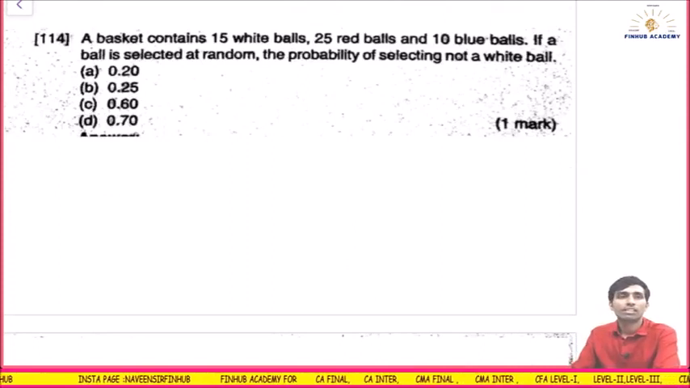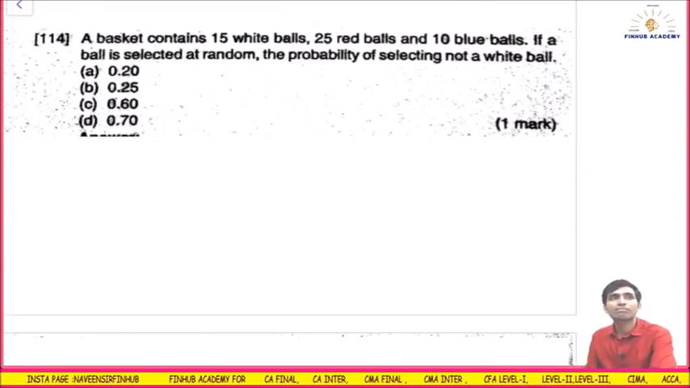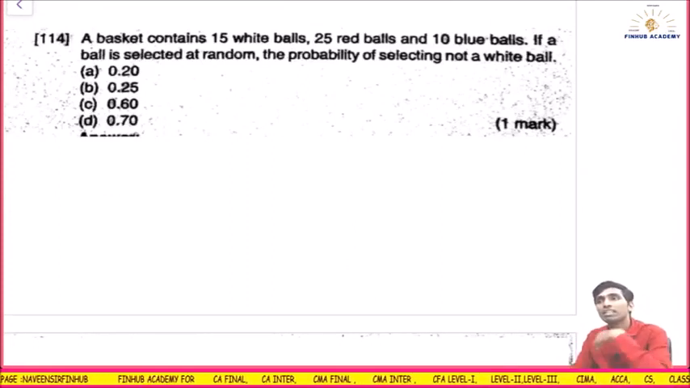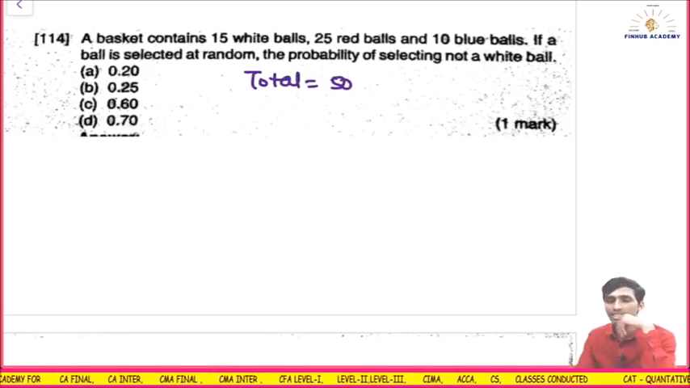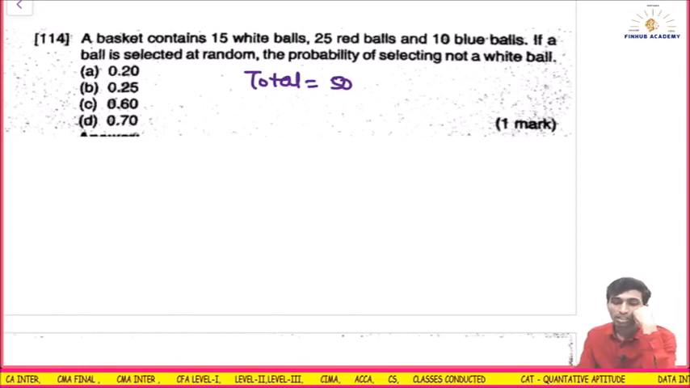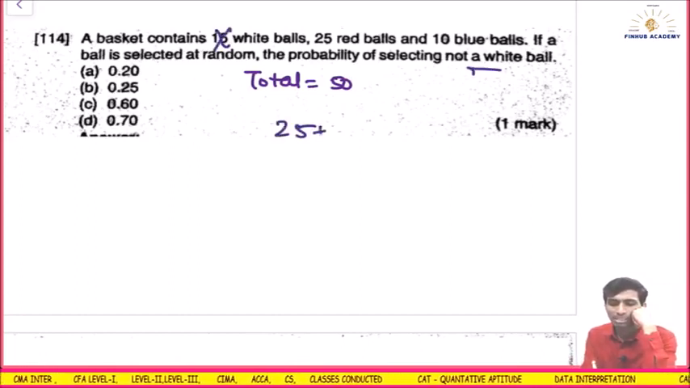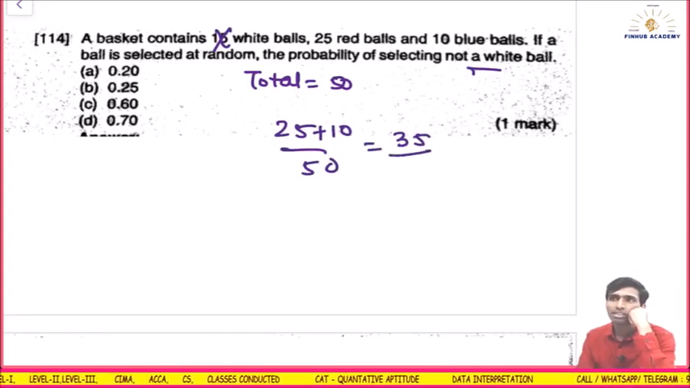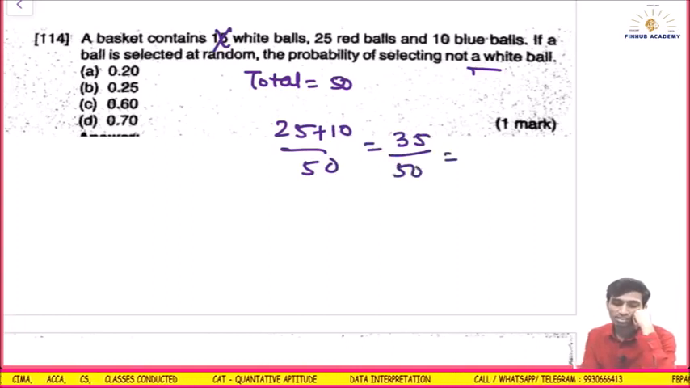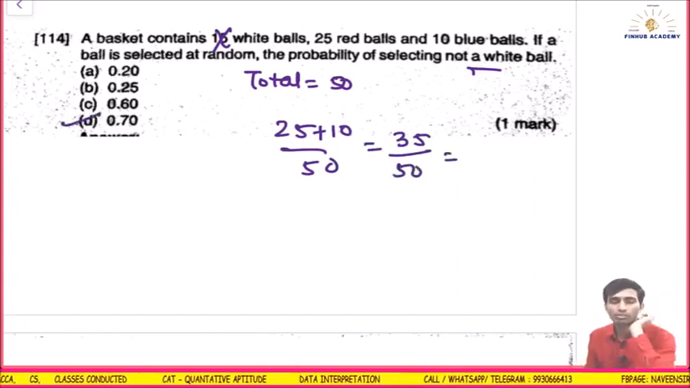Next question. A basket contains 15 white balls, 25 red balls and 10 blue balls. So the total is 15 plus 25 plus 10, which is 50 balls, right? If a ball is selected at random, I am going to select one ball. It is not a white ball. Easy. So it is 25 plus 10 upon 50, which is 35 upon 50. The answer is 0.7.